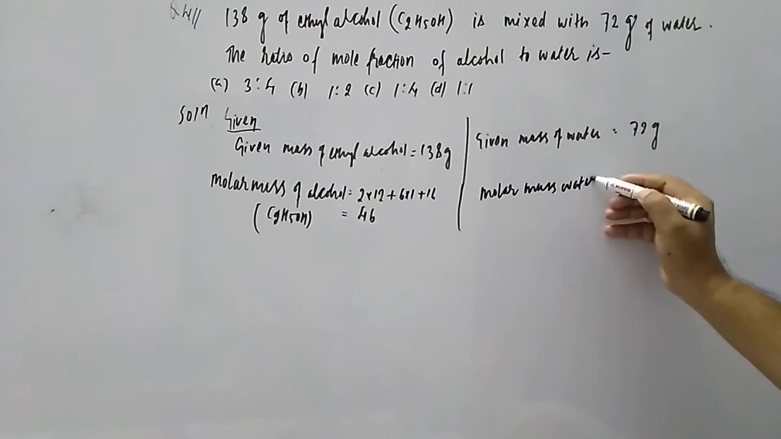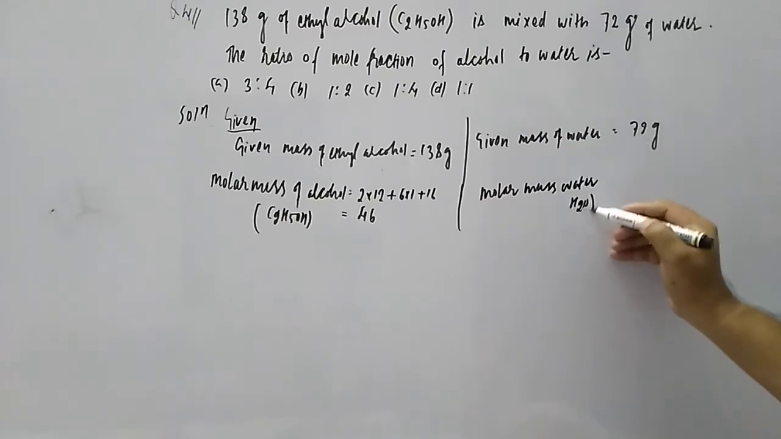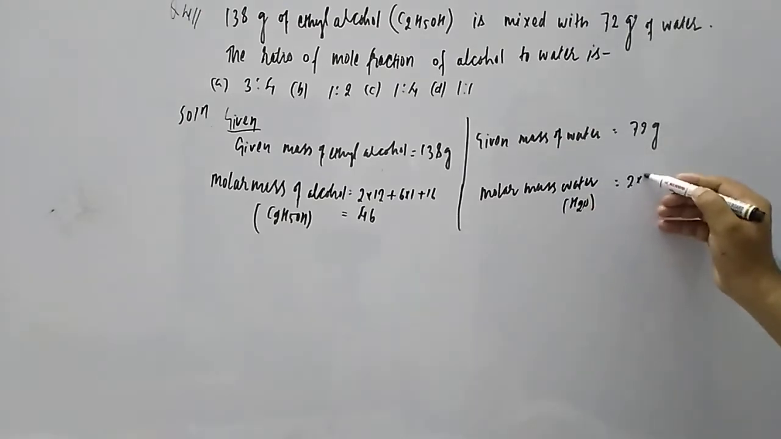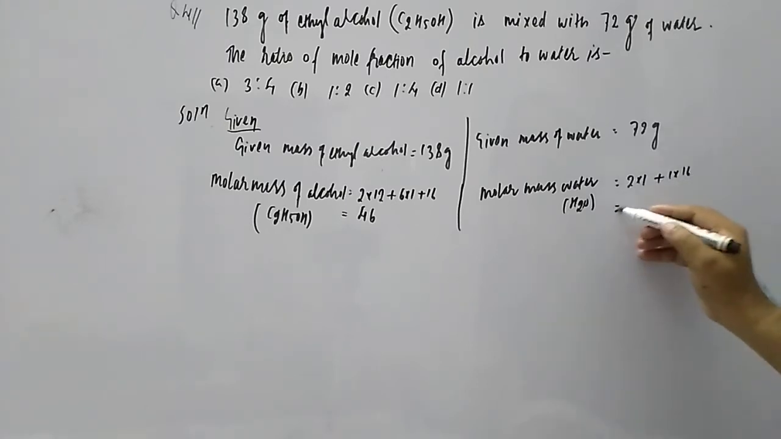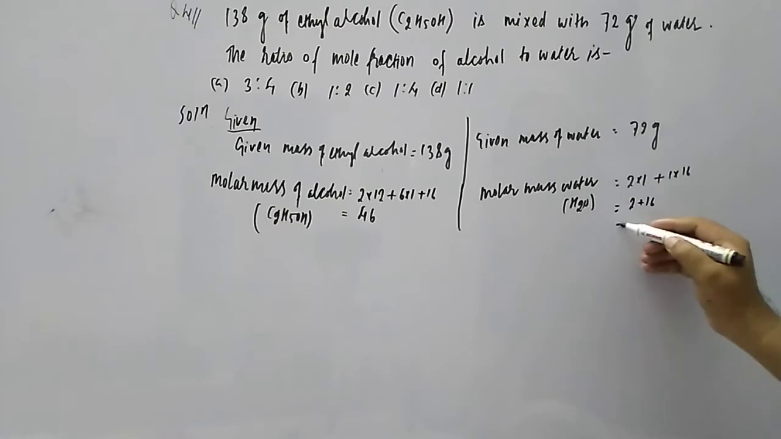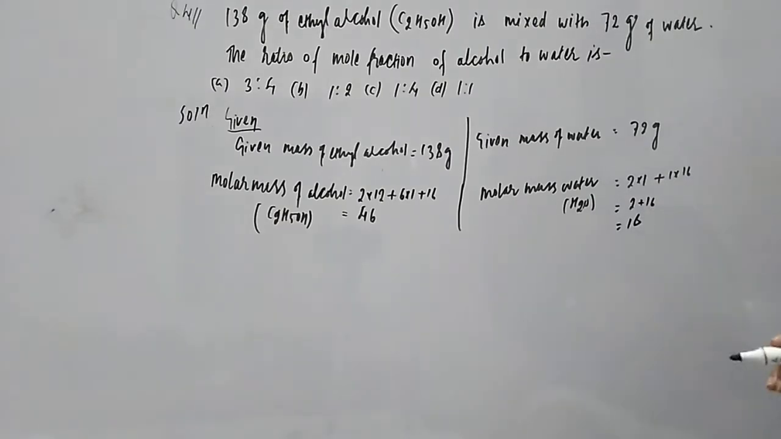Now molar mass of water, everybody knows. Molar mass of water, H2O, that is 2 into hydrogen atomic mass 1 plus 1 into oxygen atomic mass 16. So 2 plus 16, it is coming 18 gram per mole.